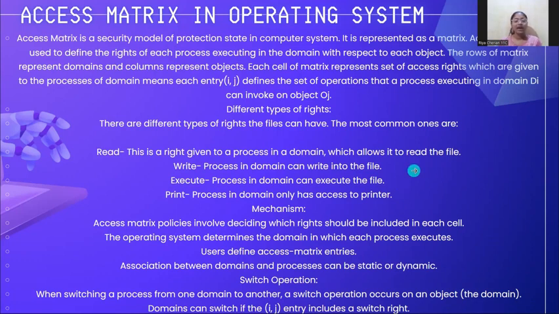The mechanism, access matrix policies involve deciding which rights should be included in each cell. The operating system determines the domain in which each process executes. User-defined access matrix entries. The association between domains and processes can be static or dynamic. Switch operation. When switching a process from one domain to another, a switch operation occurs on an object, and the domains can switch if the i, j entry includes a switch right.